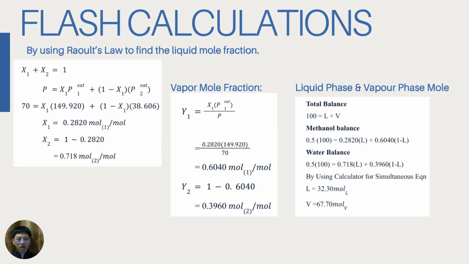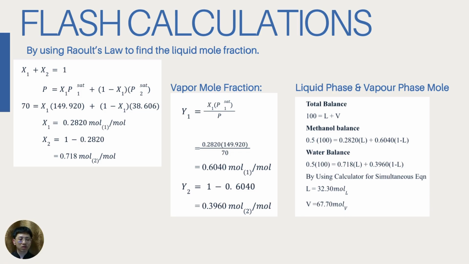Okay, so today I'll be presenting about the flash calculation. By using Raoult's law to find the liquid mole fraction, we know that the value of x1 plus x2 equal to 1. So by modifying the equation, we can know that x2 is equal to 1 minus x1. So we are using the Raoult's law equation.